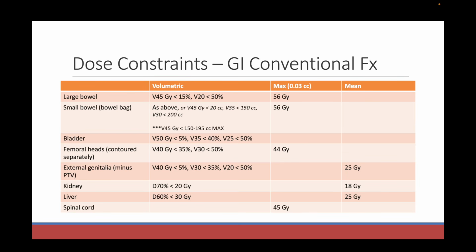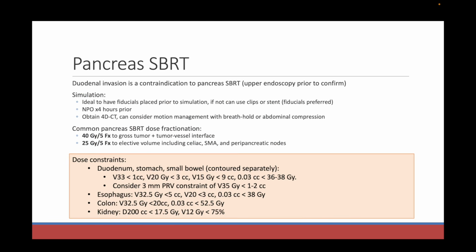And for the small bowel or your bowel bag, you want to try to keep your V45 gray less than 150 to 195 cc's. I wanted to take a couple of slides just to hit important points about pancreas SBRT and liver SBRT in case this pops up.